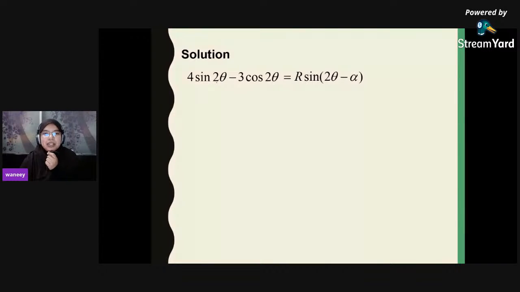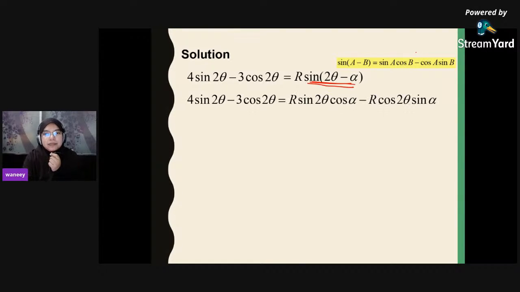Okay, so basically for 4 sine 2 theta minus 3 cos 2 theta, this is equal to R sine 2 theta minus alpha, and then we can use the formula for sine A minus B. So sine A minus B is sine A cos B minus cos A sine B. So it will become R sine 2 theta cos alpha minus R cos 2 theta sine alpha. And then we're going to compare the left hand side and right hand side. So on the left hand side, we have 4 sine 2 theta. So that means R cos alpha is equal to 4. So it will become the first equation.